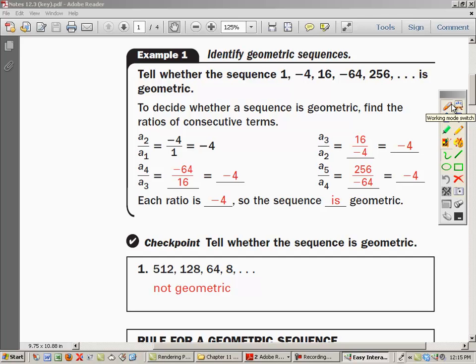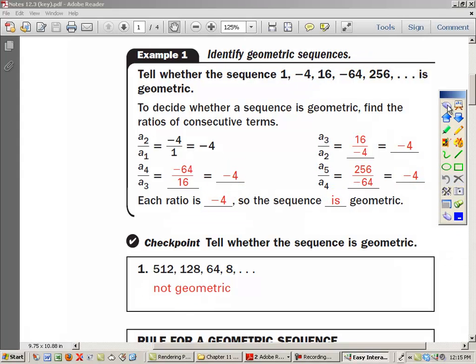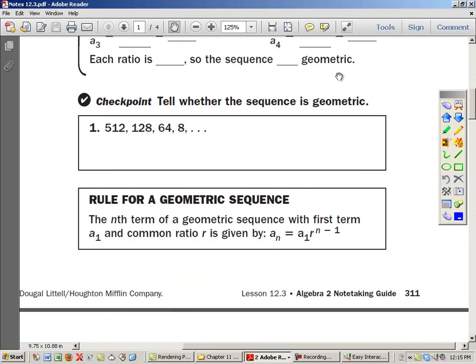First, we want to tell whether or not this sequence is geometric. So we have to take the ratio of a2 to a1. Negative 4 over 1 becomes negative 4. 16 over negative 4 becomes negative 4. 64 over 16 becomes negative 4. And 256 over negative 64 is negative 4. So since every single one of them is negative 4, this is a geometric sequence.